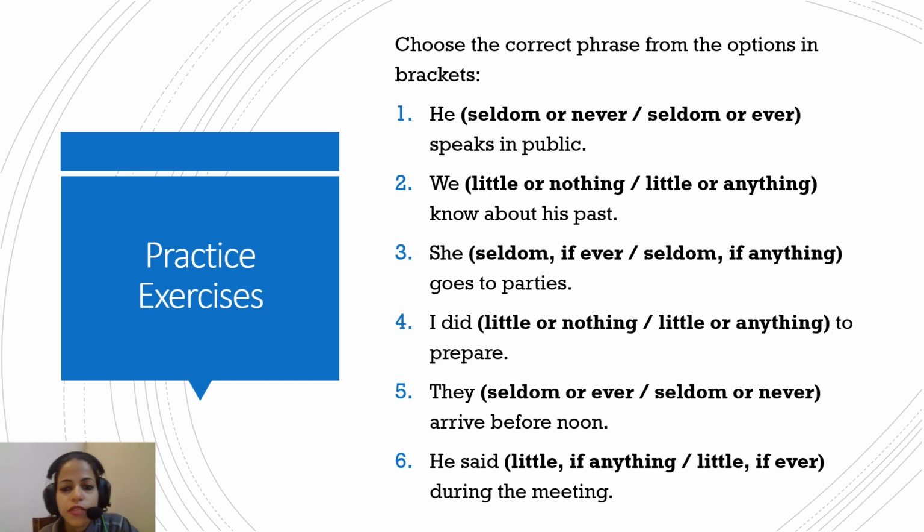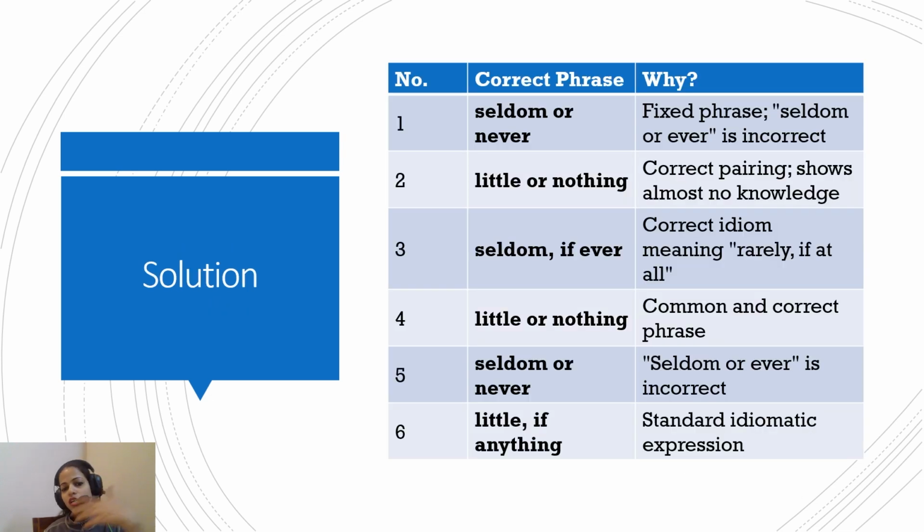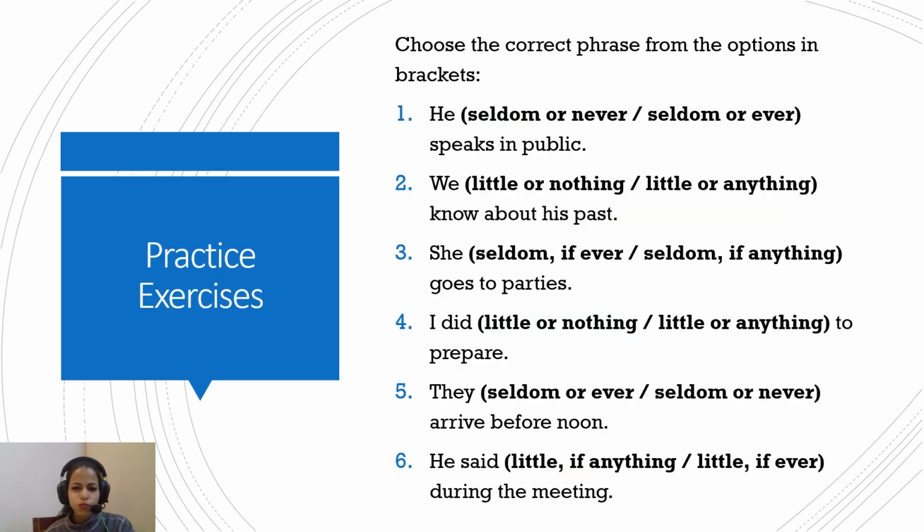Okay, I think you might have attempted the questions, and they are pretty simple. He seldom or never speaks in public. That means he speaks, again, maybe once in 10 times, very rarely. Seldom or ever would mean that he speaks maybe 2 or 3 times in 10, something of that sort.